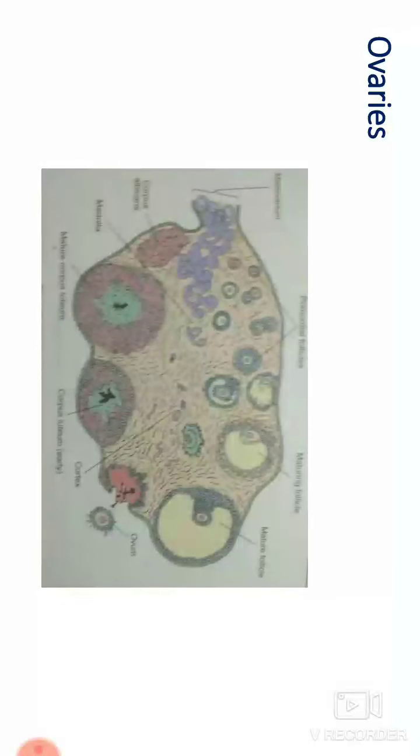So you can see here the developing follicles inside the ovary, the primordial follicle, the primary follicle, secondary follicle, then maturing graafian follicle, and there is ovulation, and it is further transformed into the corpus luteum. It has outer cortical layer and inner medullary layer. We will discuss ovary as a separate chapter.